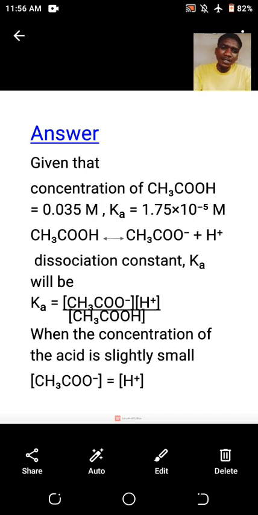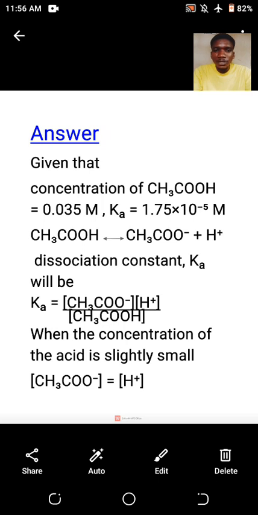Then acetic acid is one of the examples of a weak acid, so it does not dissociate completely. That is, it does not ionize completely. Therefore, it ionizes partially in water. And when acetic acid ionizes in water, it gives one basicity, and we have CH3COO negative plus H positive, which represents one basicity.